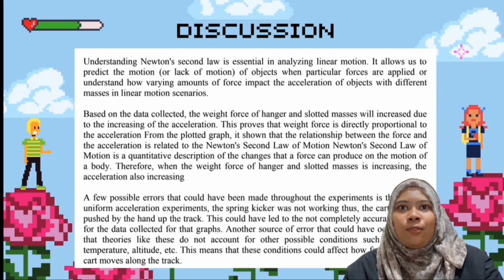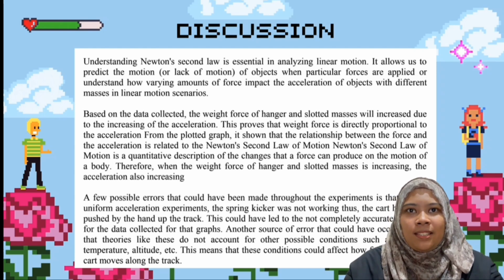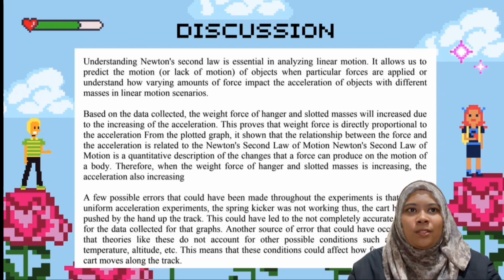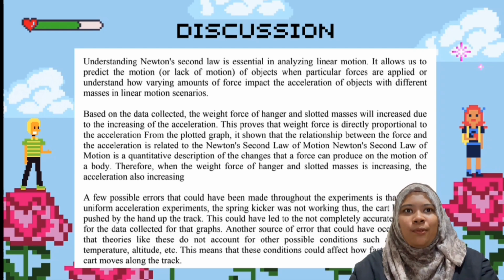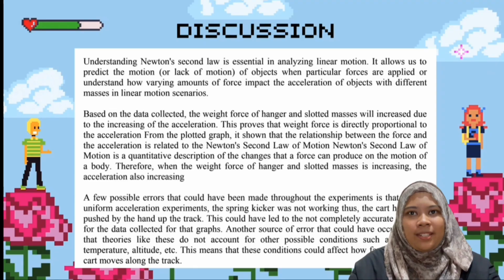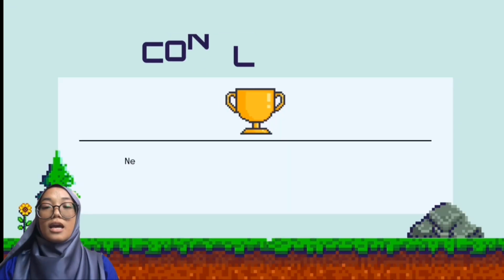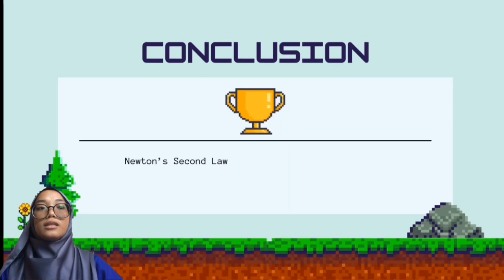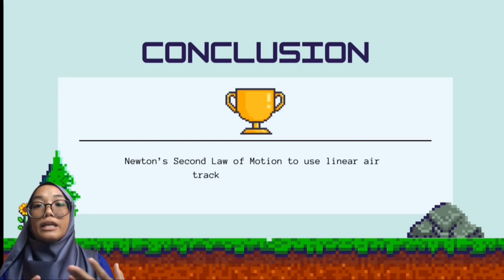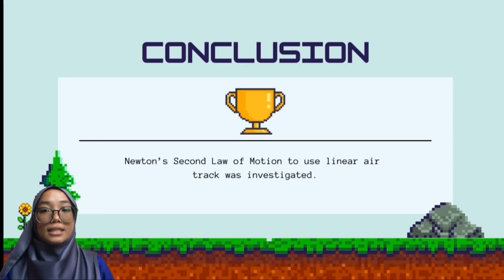Newton's second law of motion is a quantitative description of the changes that a force can produce on the motion of a body. Therefore, when the weight force of the hanger and slotted mass is increasing, the acceleration is also increasing. As for the conclusion, Newton's second law of motion was investigated using a linear air track.